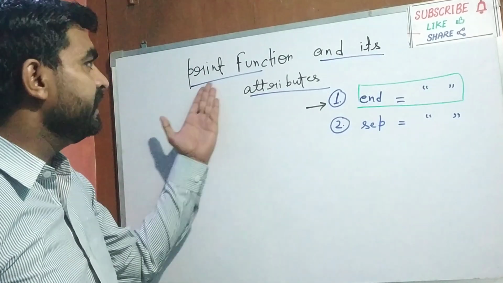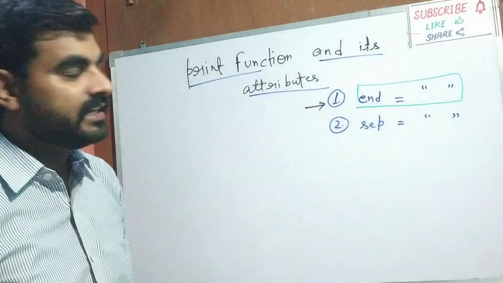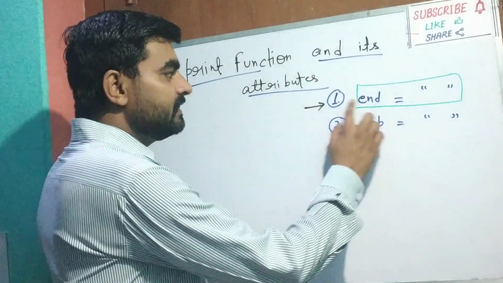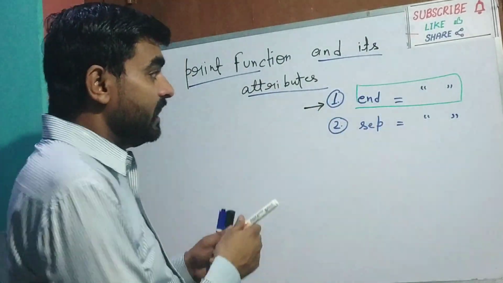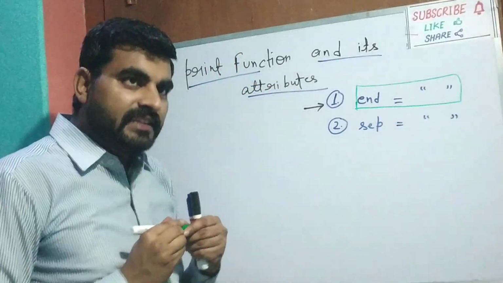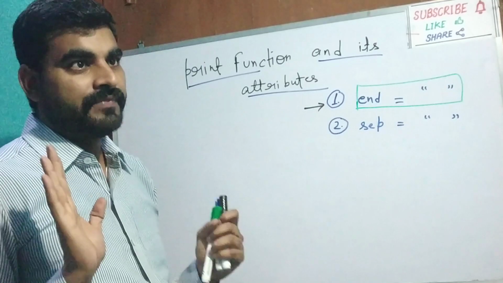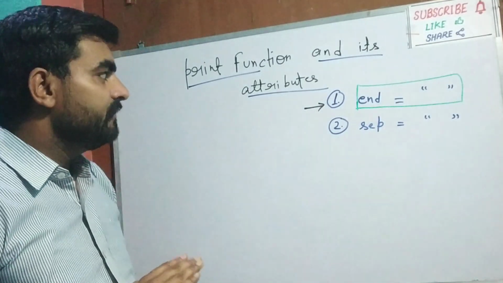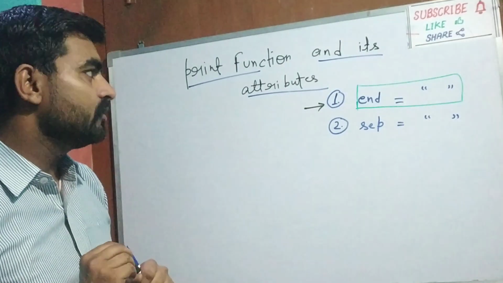In the learning of print function and its attributes series, in the last video I explained the end attribute, which is written as end equal double quote open, double quote close. This is called print and wait. I have given a suitable programming code. If you still have any doubt, write it in your comment.